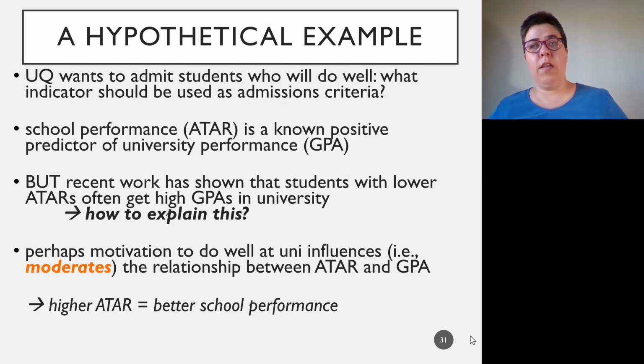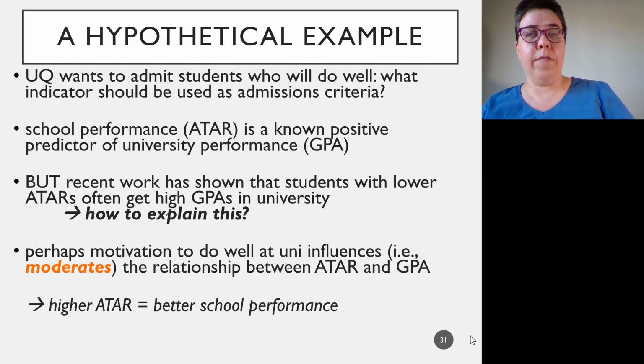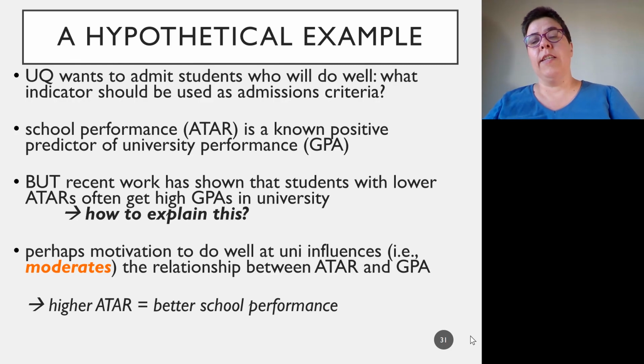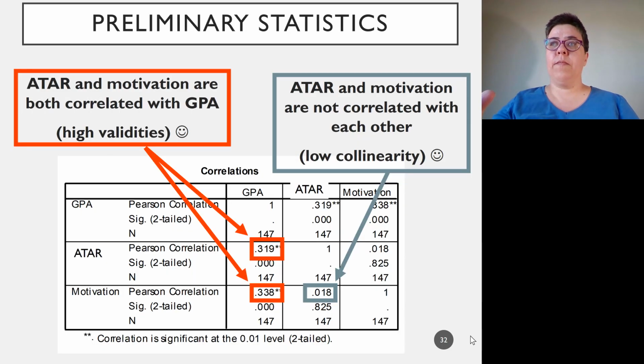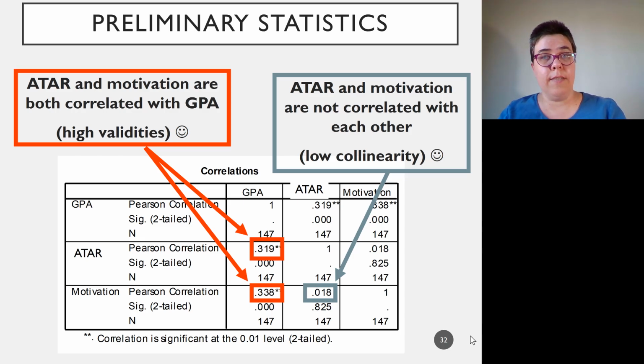So our default IV, our focal IV, I should say, is ATAR, and higher ATAR is better performance in high school. Okay, so the first thing you would do is look at your tables of means, standard deviations, and intercorrelations. Here we're looking at the intercorrelations, and in red are our validities.